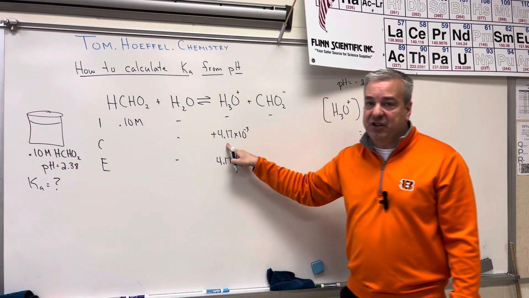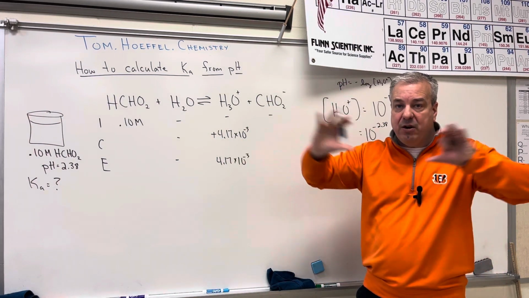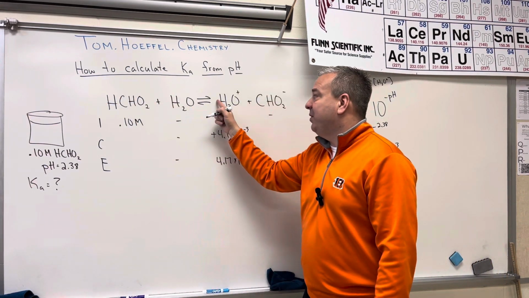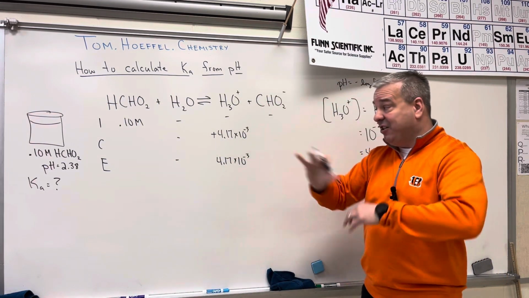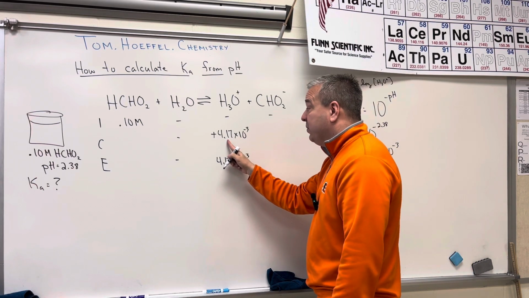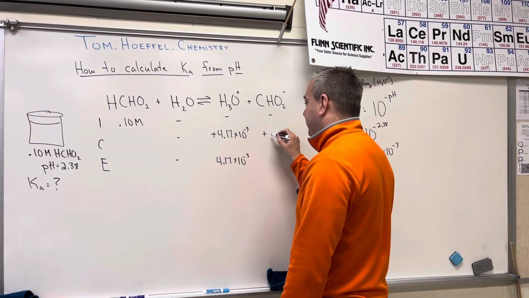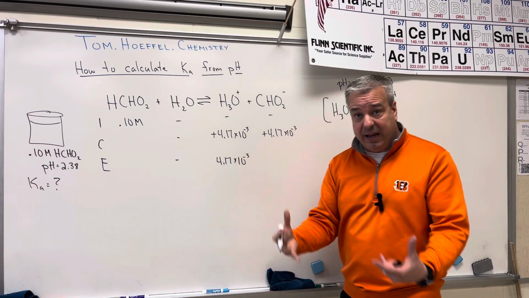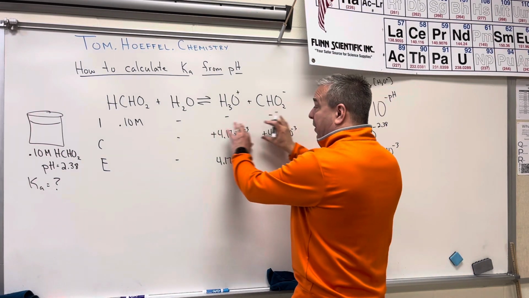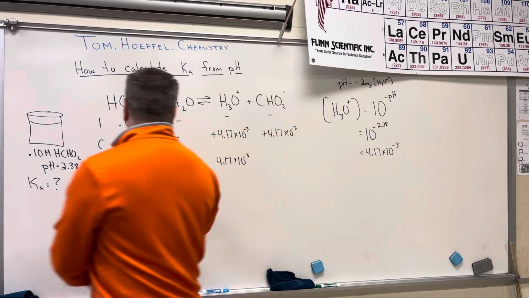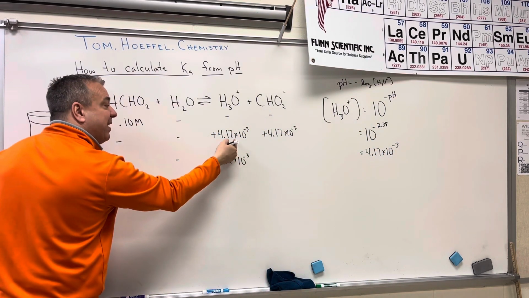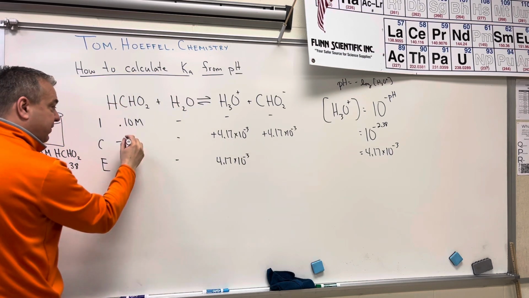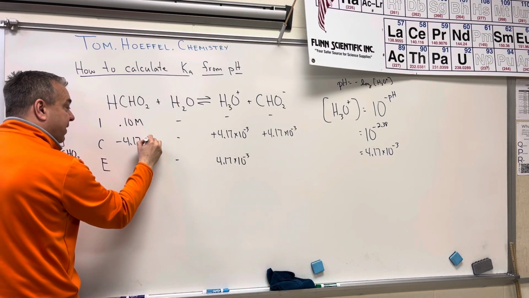As soon as we have the change of one of them, we know the change of all of them. Because this is a 1 to 1 to 1 to 1 ratio, the number stays the same. So if this goes up 4.17 times 10 to the negative 3, then so does this because of stoichiometry. And if the products are going up, then the reactants are going down by the same amount because of the 1 to 1 ratio.